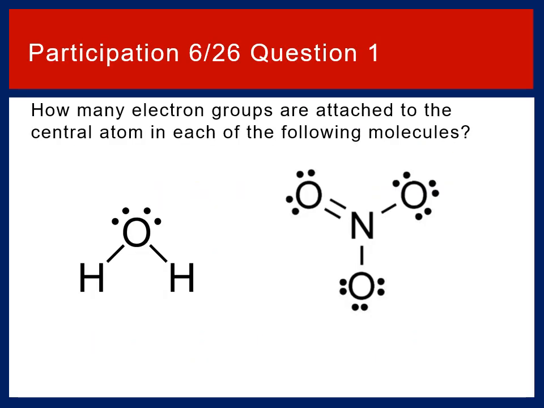Participation 626, question 1. How many electron groups are attached to the central atom in each of the following molecules? I have H2O and NO3. This is the first question on participation 626, due Friday, June 26 at 11:59 p.m. over on Blackboard. The link to the assignment is right below the links to these videos. Again, how many electron groups are attached to the central atom in each of the following molecules? I've got a water molecule and a nitrate molecule. How many electron groups on the central atom of each of those?